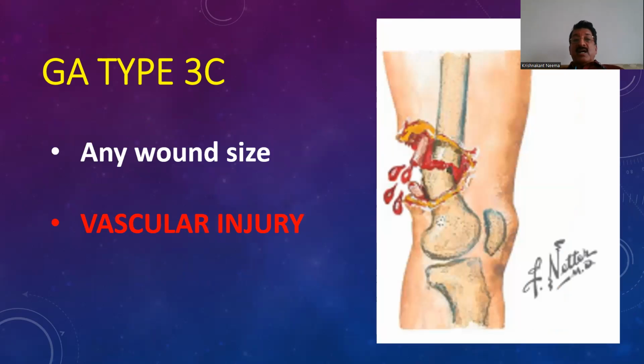Lastly, there is GA type 3C. Any wound size should be compound, but there has to be a vascular injury. Vascular means a big major arterial vessel injury. Small capillaries are always injured, but they don't make it type 3C. To qualify a fracture to be a type 3C, you have to have a vascular injury along with the fracture and compounding.